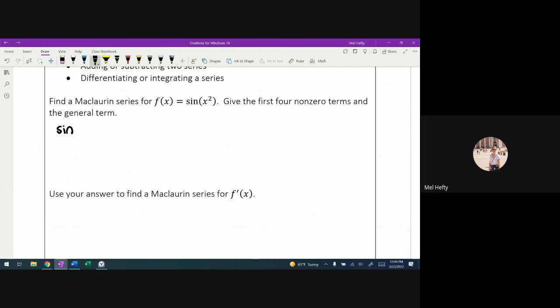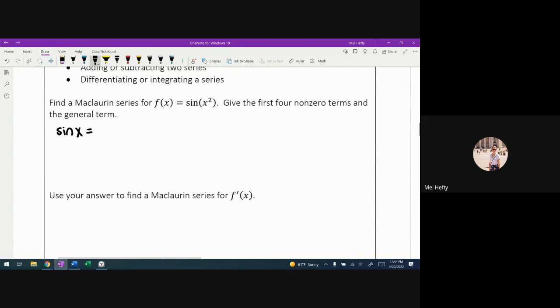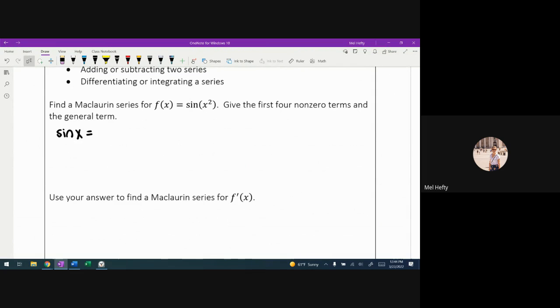I would start, why did that just adjust where those were? Well, I don't like it. Okay, so I'm going to start by writing the first four non-zero terms and the general term for sine. Because normally if I were doing this question, I wouldn't have the front page to go back to.